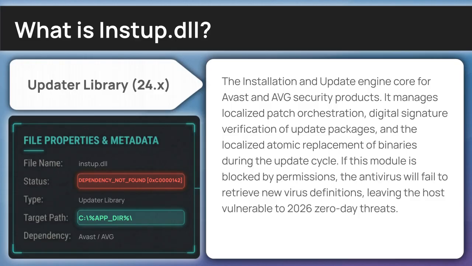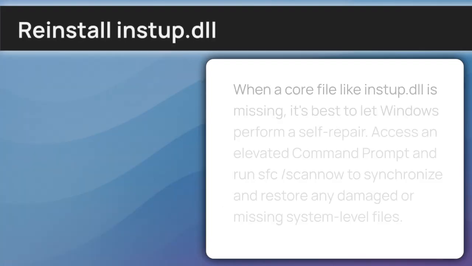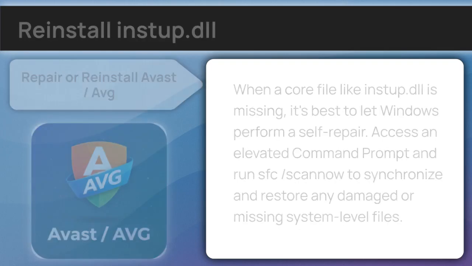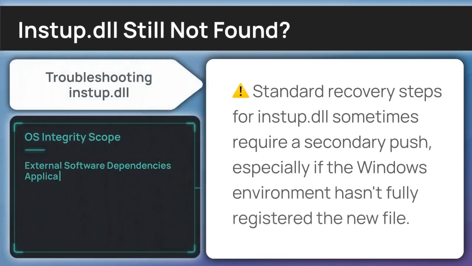Now that the background is clear, let's walk through the actual steps. When a core file like Instup Library DLL is missing, it's best to let Windows perform a self-repair. Access an elevated command prompt and run sfc /scannow to restore any damaged or missing system-level files. If that didn't clear the pop-up, let's examine the specific initialization sequence assigned to your applications directory.